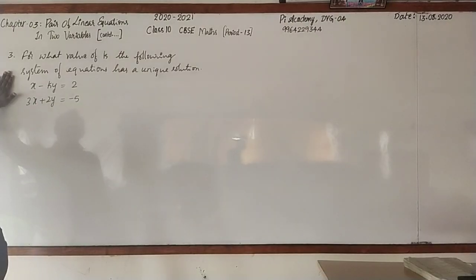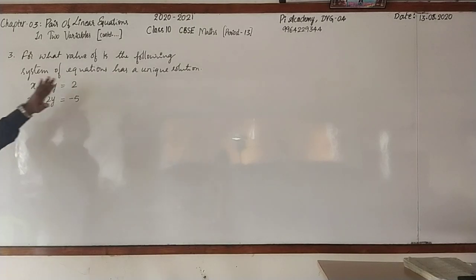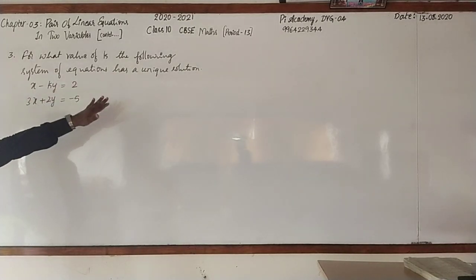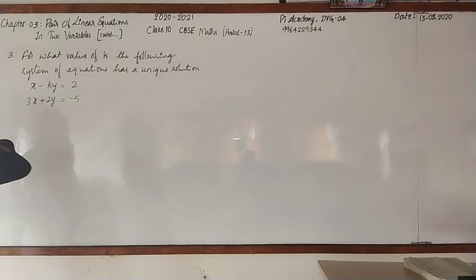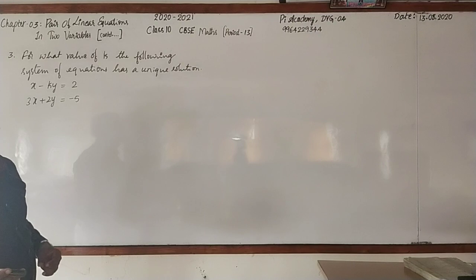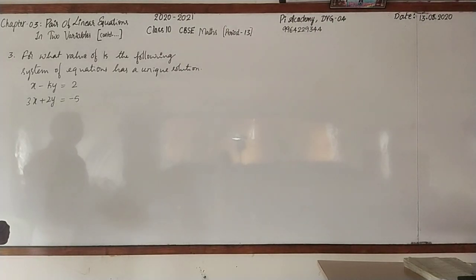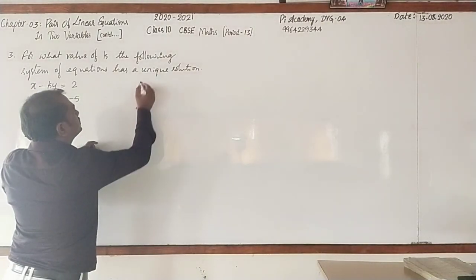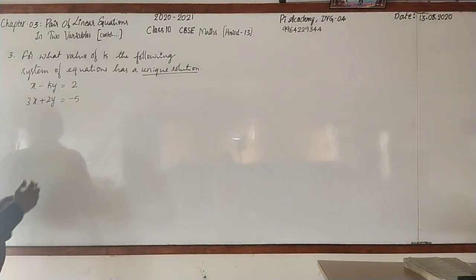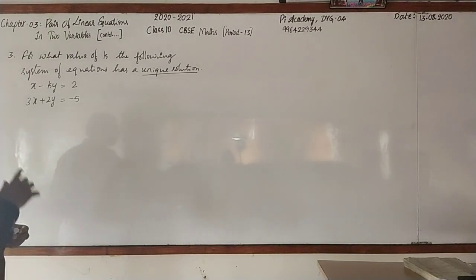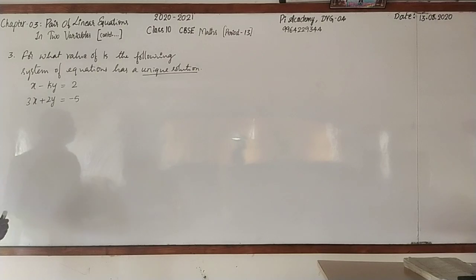Let's move on to the third. See that. For what value of k does the following system of equations have a unique solution? It can also be asked for infinitely many solutions and no solution. You must know the conditions for all three. I'll take problems on all these three conditions. This is the first one. For a unique solution, the equations are x minus ky equal to 2 and 3x plus 2y equal to minus 5. Yes, please go for copying this. After that, you may start writing with me. Okay?